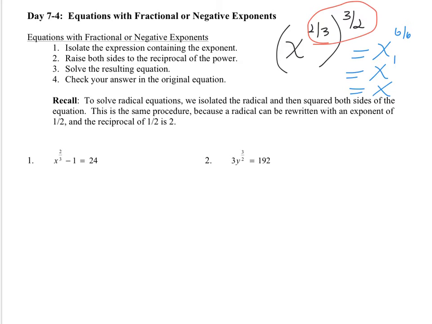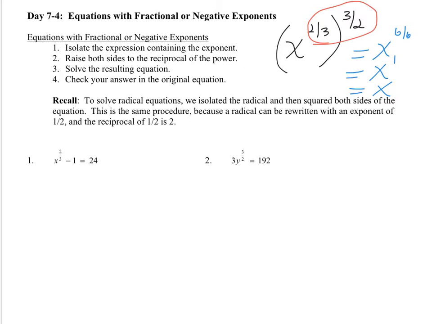Okay, recall, to solve radical equations, we isolate the radical and then we square both sides of the equation. This is the same procedure because a radical can be rewritten as an exponent of 1/2, and the reciprocal of 1/2 is 2, and I just showed you what happens when you multiply by reciprocals. All right, so let's take a look at number 1. I'm going to go nice and slow.